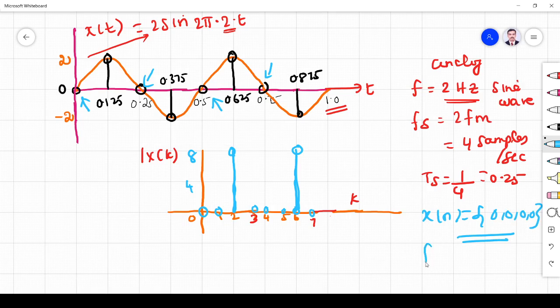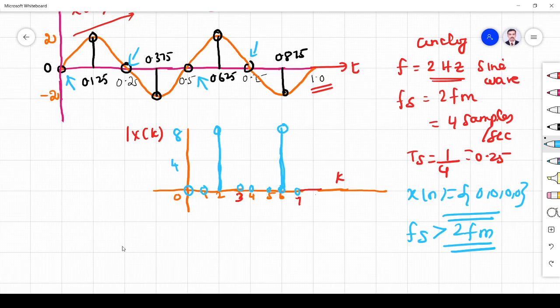That's why the Nyquist criterion is very, very important. In real time we have to take Fs greater than 2Fm. The equal to 2Fm is only for theoretical purposes and examination purposes. In real time, if you take that, this problem will arise. So let us take greater than 2Fm. So instead of 4 samples, I choose 8 samples. Let me take Fs equal to 8 samples per second.